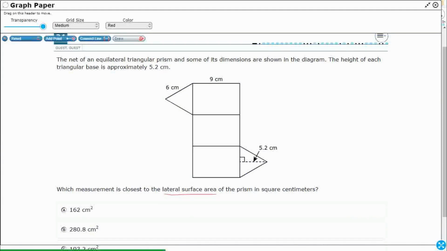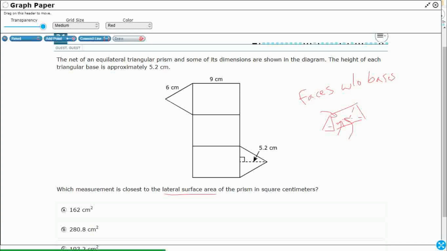This is a net, so let's see if we can make a representation on our own. This is kind of what we're looking at here. I'll draw some dotted lines back here. The lateral surface area is the three faces, and there's the bottom one right here, not including the bases. It's the faces without the bases. If we want a total surface area, we include the faces and the two bases.